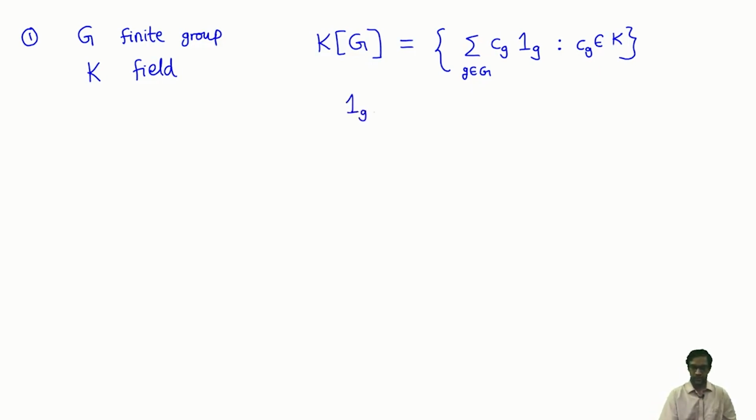well, one way of describing it is to say if I take these two basis vectors 1g and 1h, they multiply to give me the element 1gh. Okay, so this is a ring.